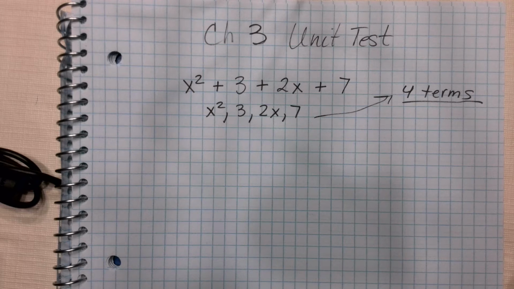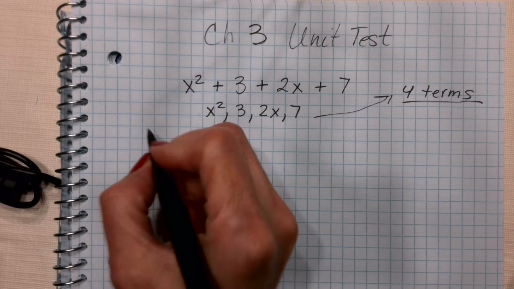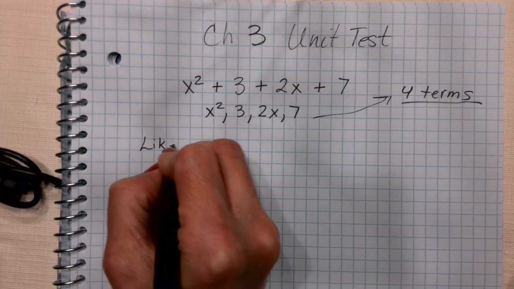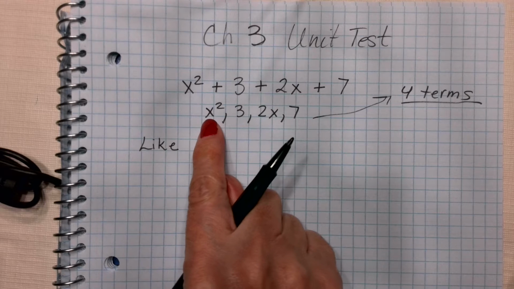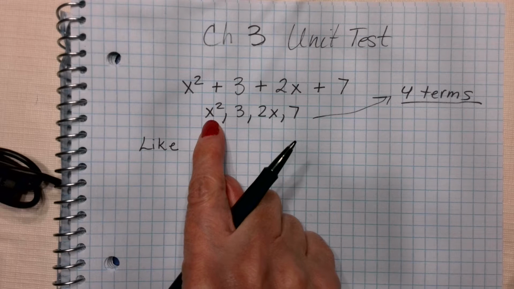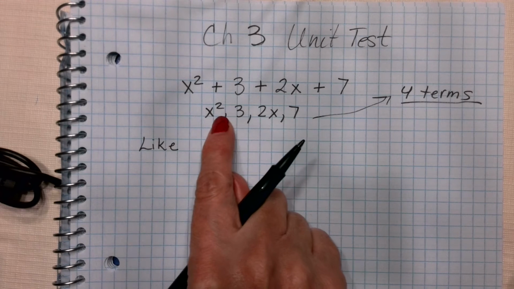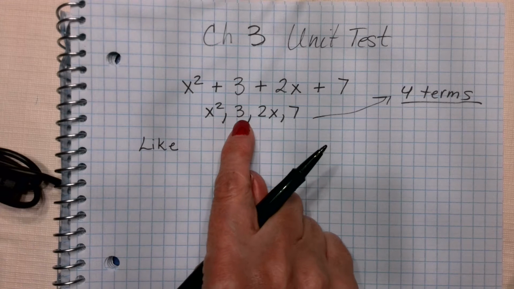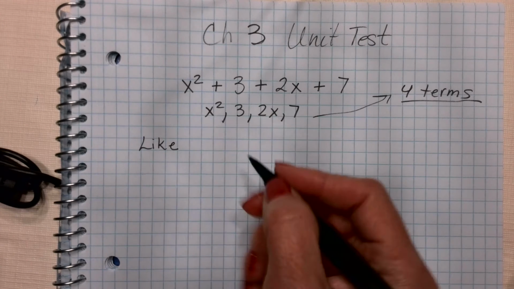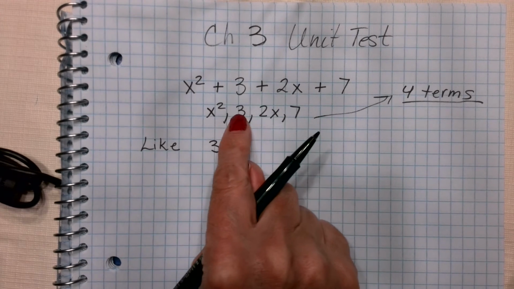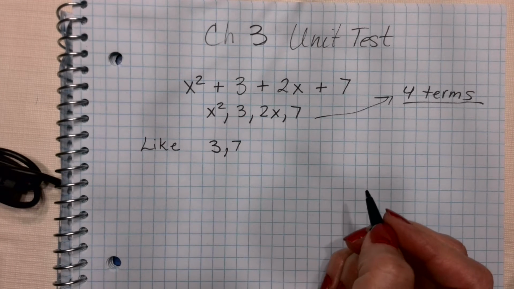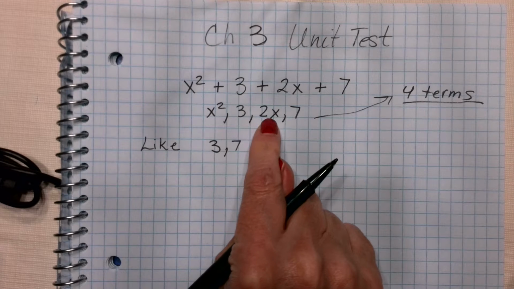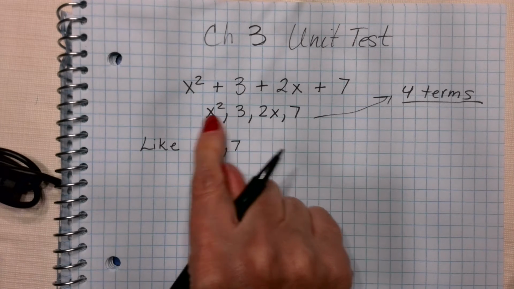Which ones are alike? Which ones are considered like terms? Well, looking at like terms, we're thinking of, are they on the same team? So are there any other x squareds besides this one? No, there's not. What about this constant right here? So we've got 3 and we've got a 7. Those are both constants. So those are alike. Those are like terms. And this has an x, and there are no more x's.